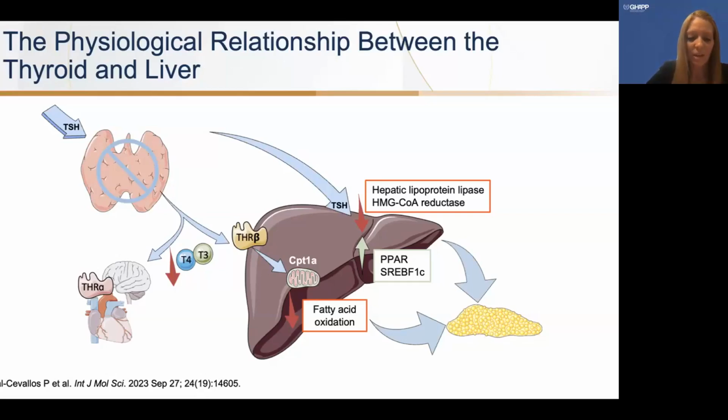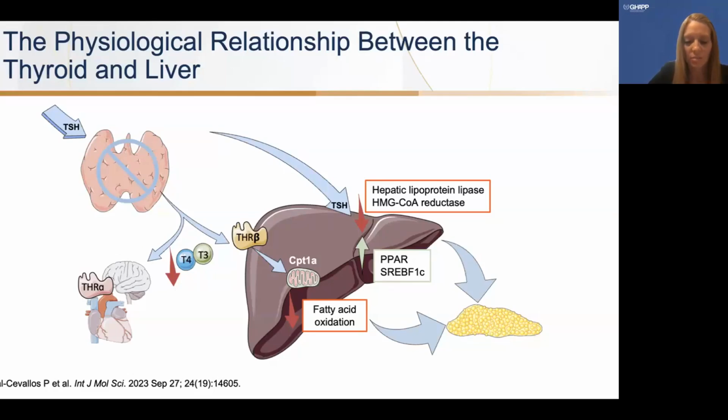And it has been found in MASH that the impairment of this thyroid hormone receptor beta can cause mitochondrial dysfunction, which then in turn causes inflammation and lipid accumulation. This leads to hepatocyte damage and fibrosis.